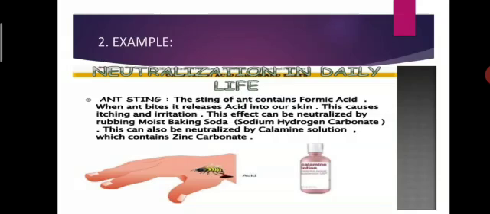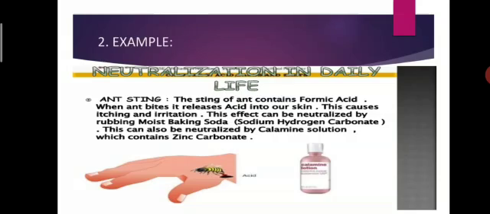So we have to know about this, it is our main important question, that the sting of ant contains formic acid. Many times the question arises as to which acid is present in ant sting. So you have to know that the sting of ant contains formic acid. It means that when an ant bites, it releases acid into our skin. This causes itching and irritation.